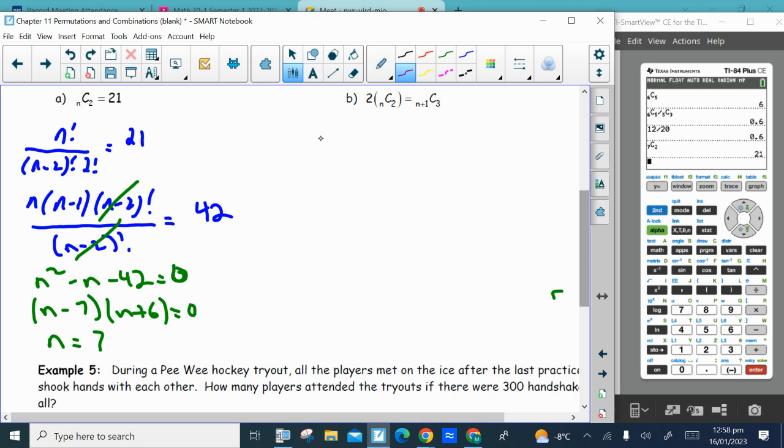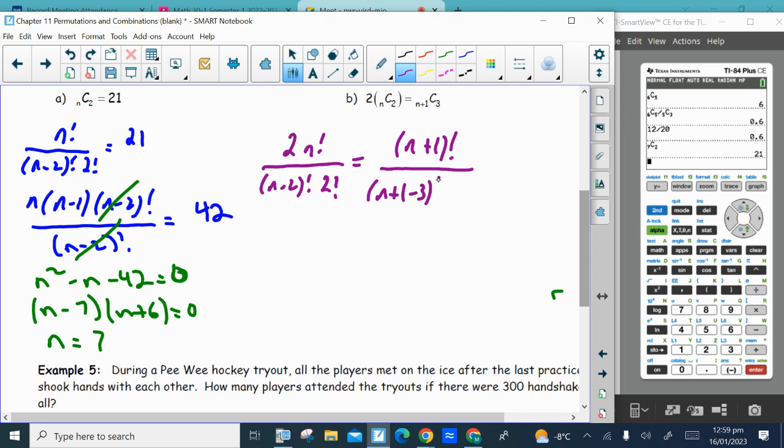Question B. I'll have 2 times nc2, which would be n factorial over n minus 2 factorial times 2 factorial. Right? That 2 in front is the same as 2 over 1. Only the top gets multiplied by 2, not the bottom. And that must equal n plus 1 c3, which would be n plus 1 factorial, over n plus 1 take away 3 factorial times 3 factorial. In this case, I will cross multiply.